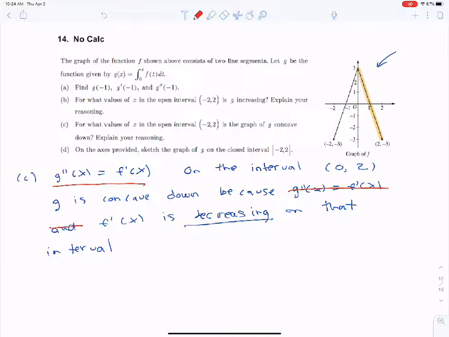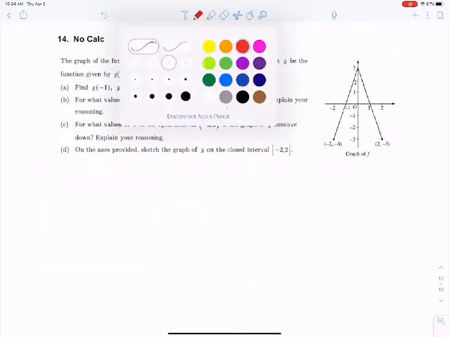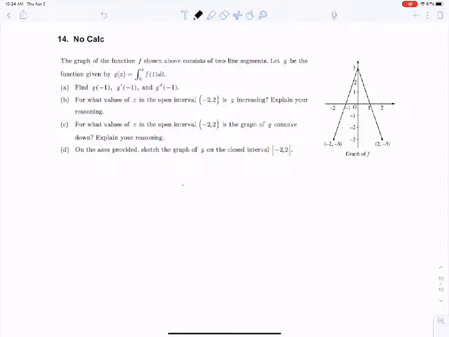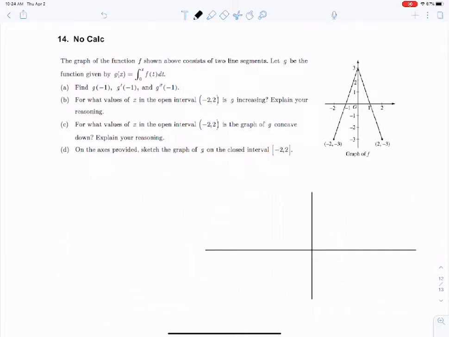Okay, if there are no other questions on C, I'm going to move on to D. Obviously, there were no axes provided, so let's do that. Okay, so what do we have here? We're going from -2 to 2, and I'm going to plot a few points here.